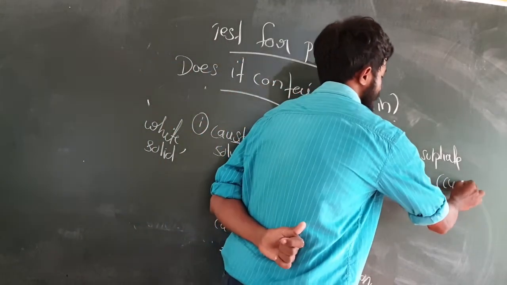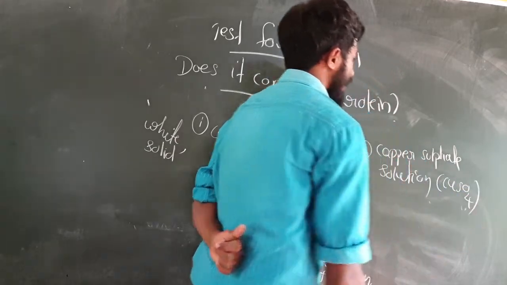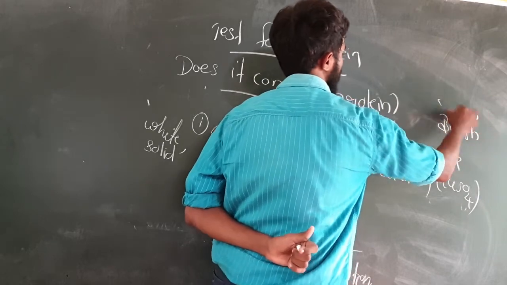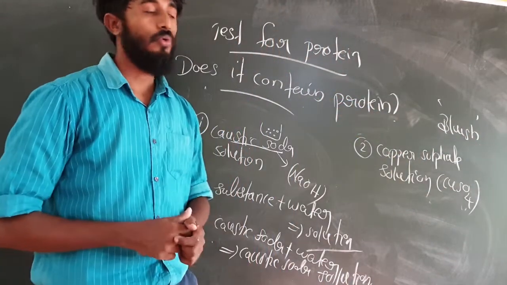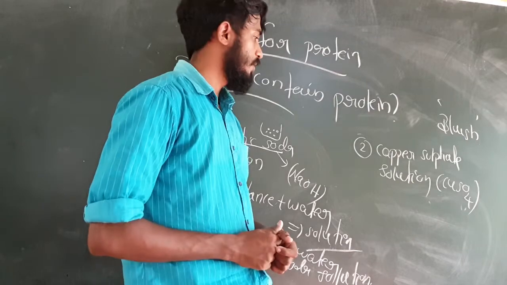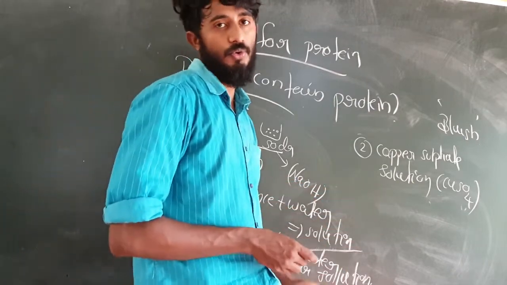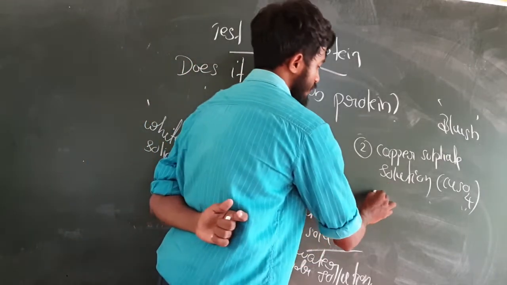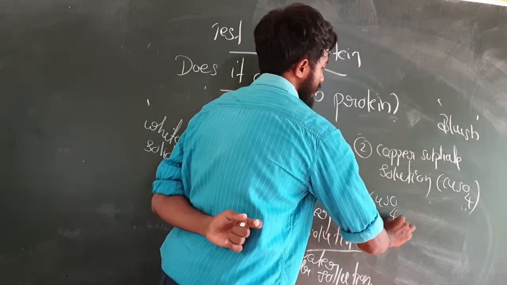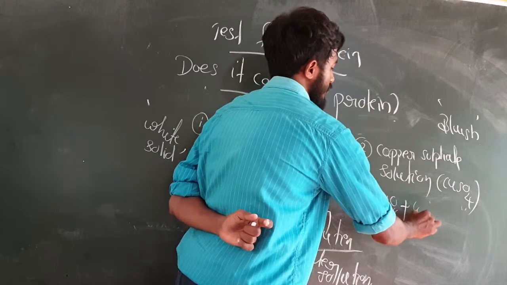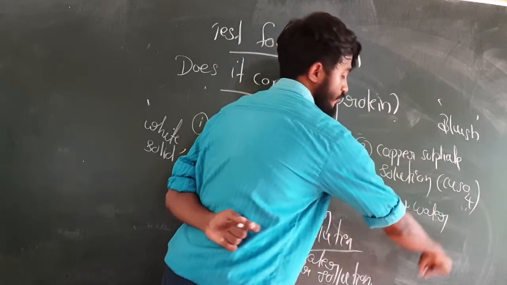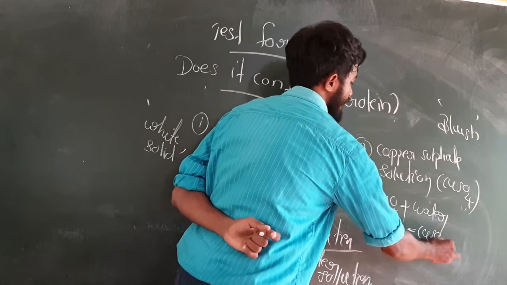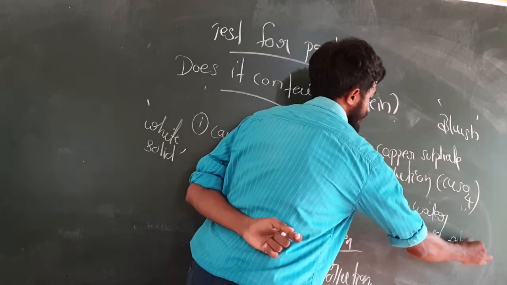We can denote it as CuSO4 and it appears bluish in color. Understand? So here also we need to make a solution. Definitely we know that we need to mix it with water, isn't it? So we need to mix copper sulfate with water, so we will get a copper sulfate solution.